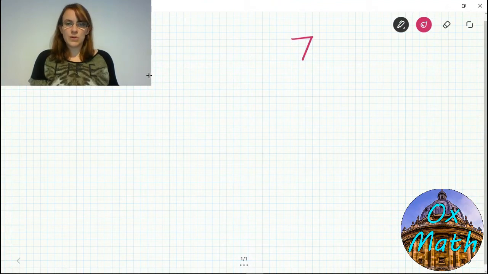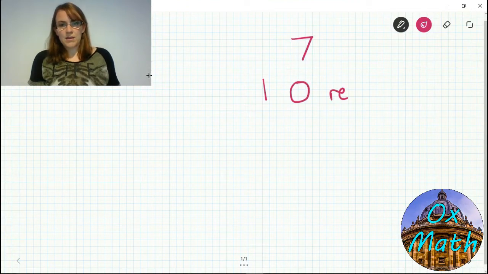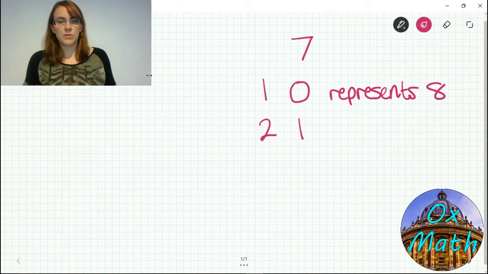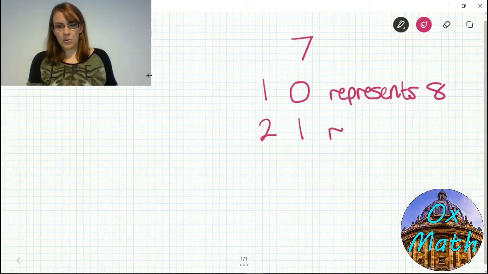So we use the column to the left of it to say that we have counted up to 8 once, and then a 0 to say no more than that. So 1 0 in octal represents 8. So if we had a 2 and a 1, that would represent that we have counted up to 8 twice and 1 once. So 2 lots of 8 is 16, 1 more, that represents 17.